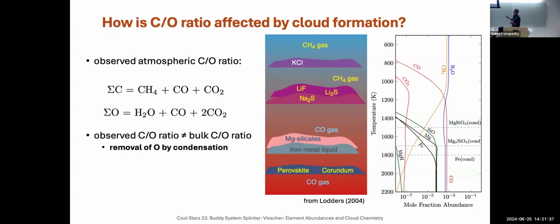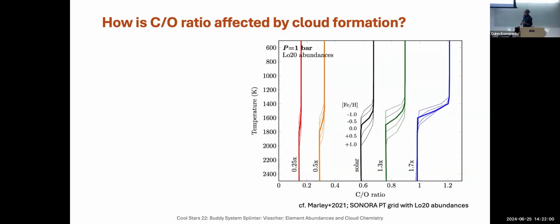And so very quickly here, this is an equilibrium model showing where we have these clouds forming. They are removing species from the vapor phase, and that includes oxygen. So we can calculate how much oxygen is removed if we know something about the abundances of the condensate-forming elements.